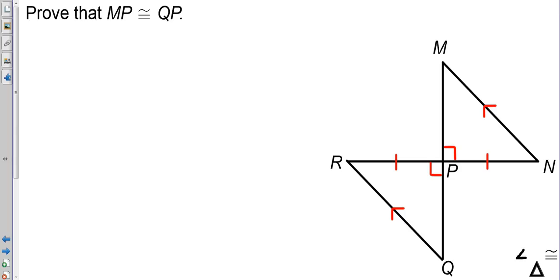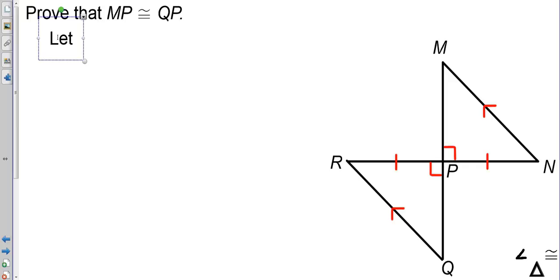All right, so one more example for you guys. Again, this should look relatively familiar. And again, the question is prove that MP is congruent to QP, not necessarily that the two triangles are congruent. But the way that we get here is by proving that these two triangles are congruent. So let's go ahead and go through that proof.